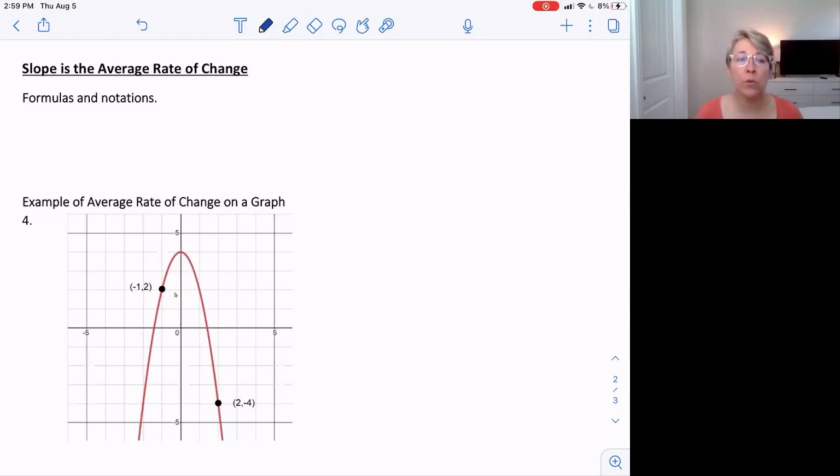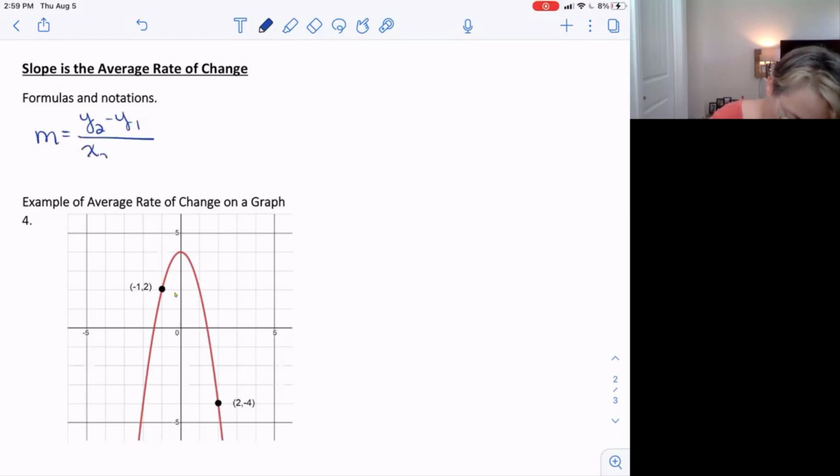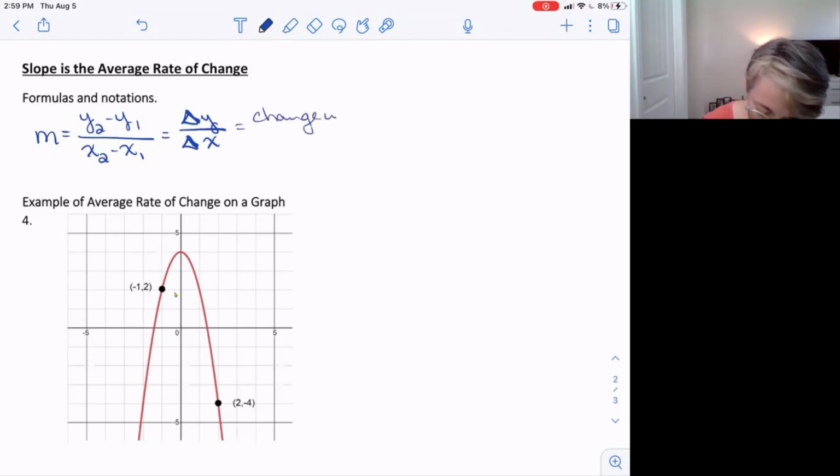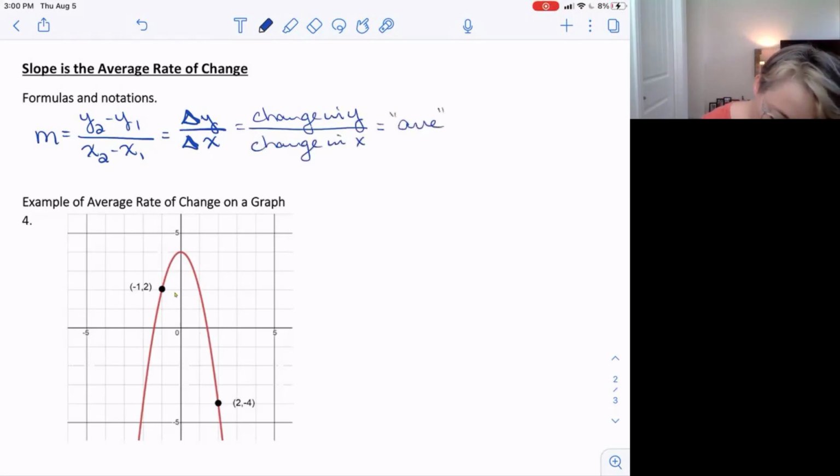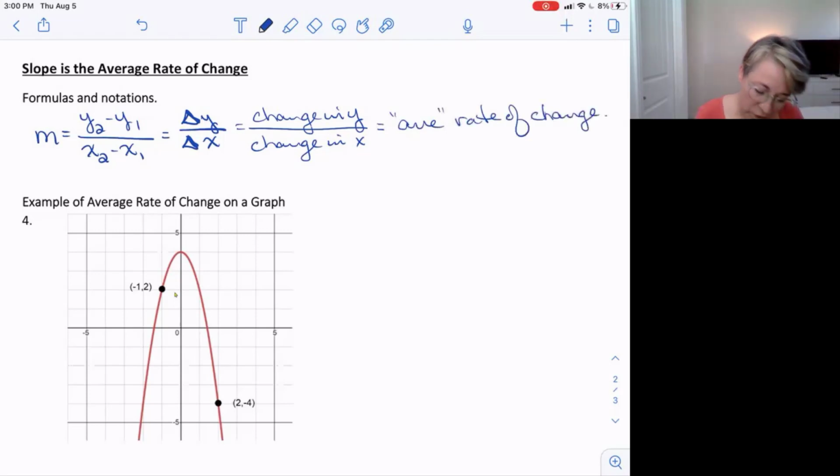So some formulas and notations for slope. We knew the m, y2 minus y1 over x2 minus x1. You might also see delta y over delta x. Delta just means change. So change in y over change in x. And it could be an average rate of change. So you might see some different notations for slope or average rate of change.